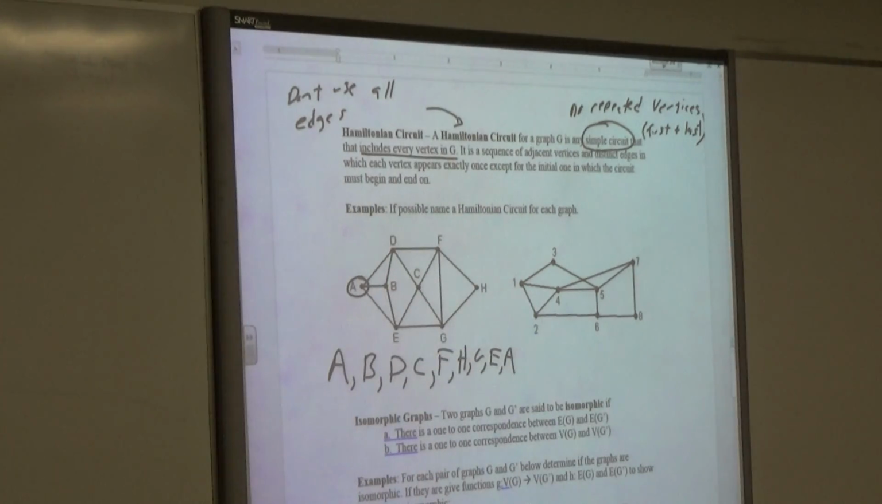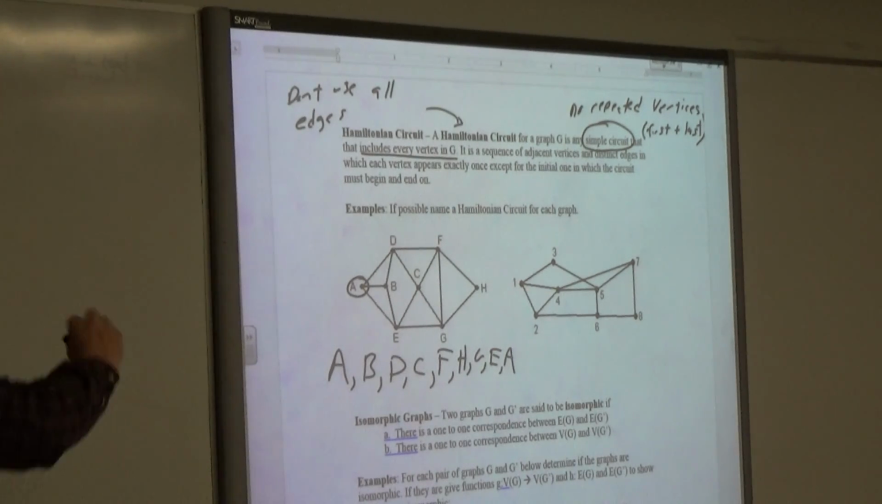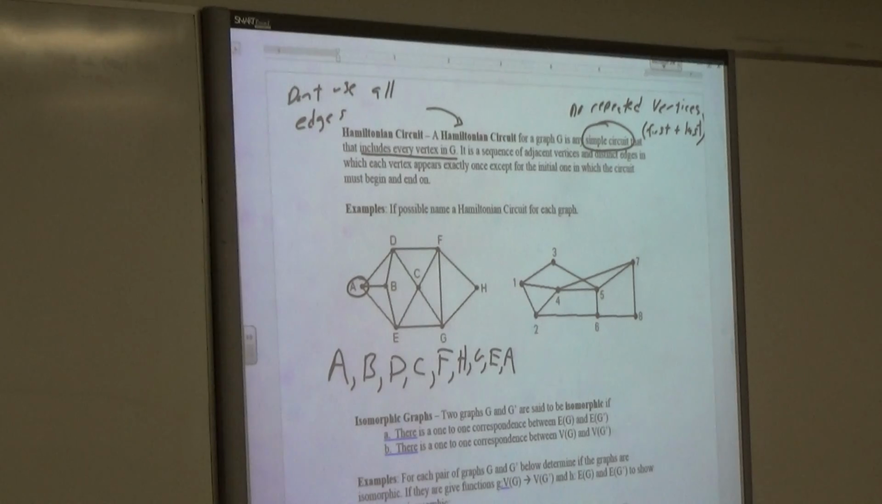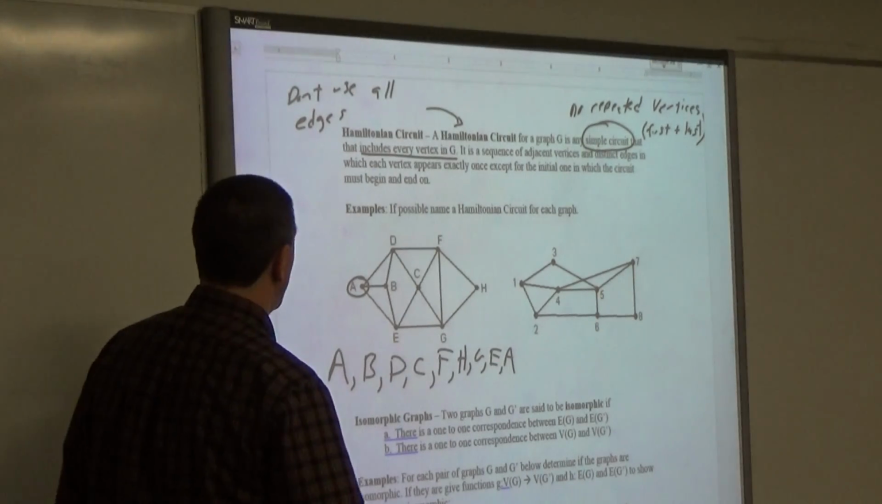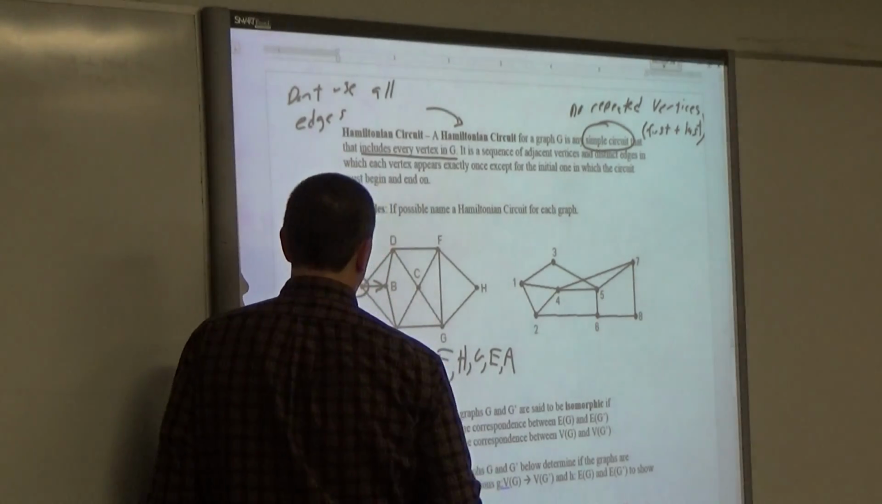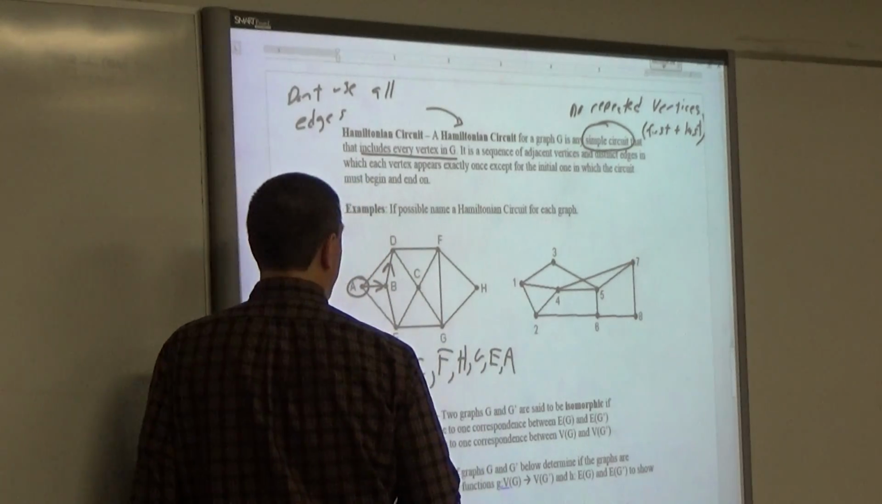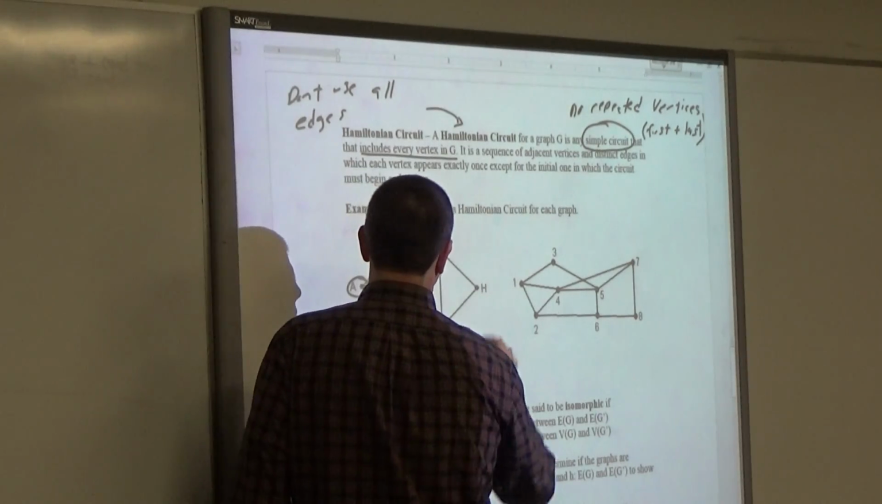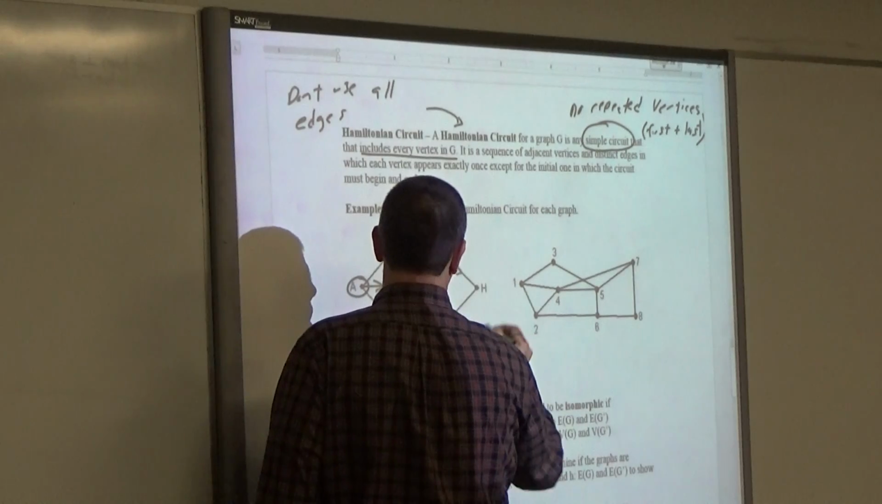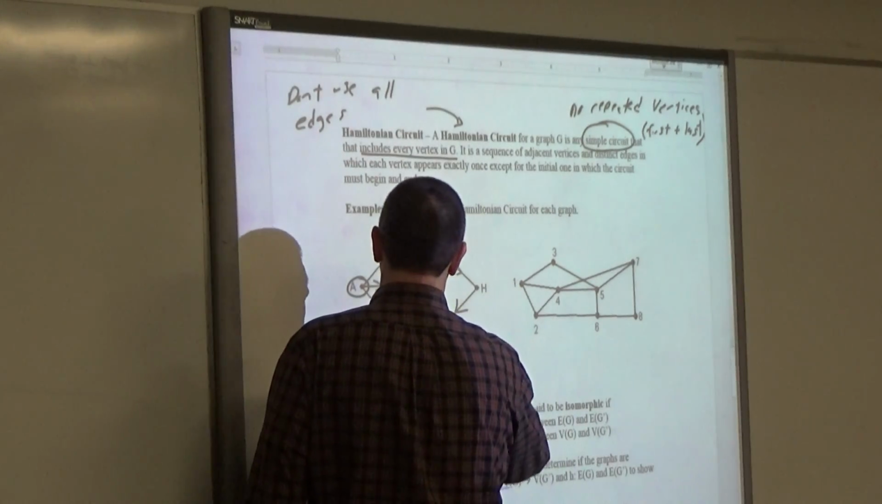and what I usually do is I go through, after I find the circuit that works, and trace it, just to make it easier on myself. So A to D, and then B to D, and then C, and then F, and then H, and then G, and then E, and then A.